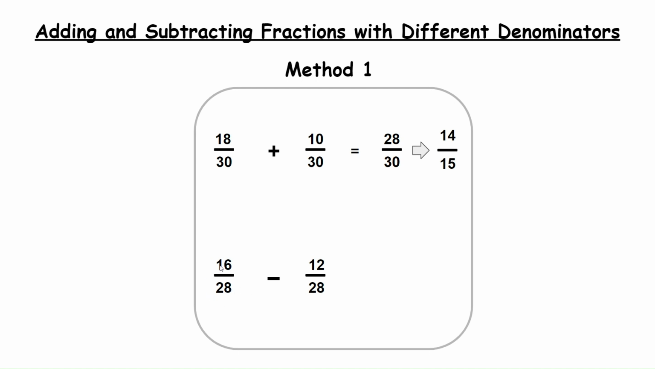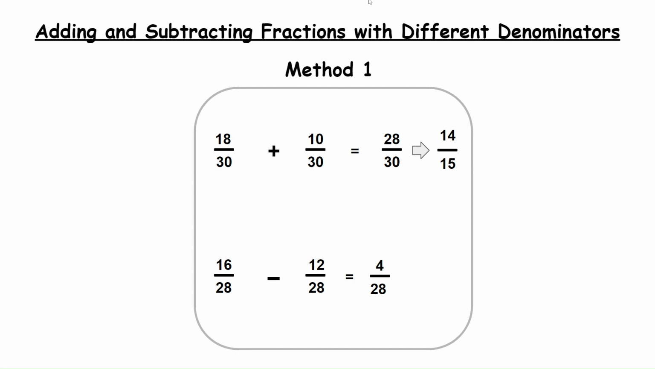So if you're adding or subtracting fractions and one fraction has a denominator that's a lot larger than the other, first try to extend the smaller denominator to the larger denominator. Now that we've done that, we can subtract our numerators. So 16 minus 12 equals 4. And again, we have common denominators, so it's going to stay the same.